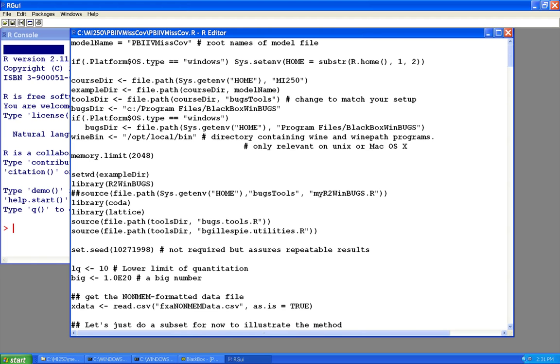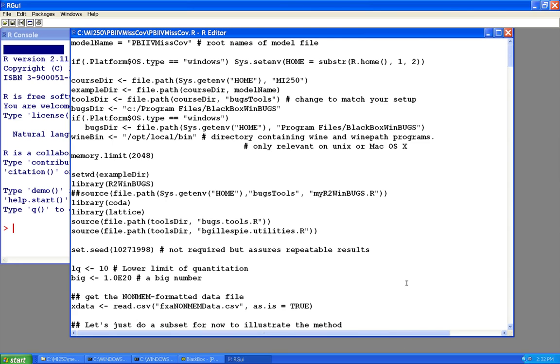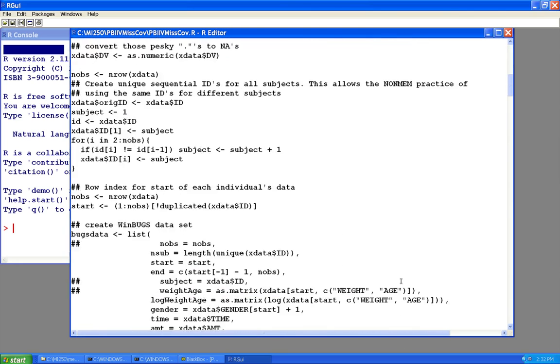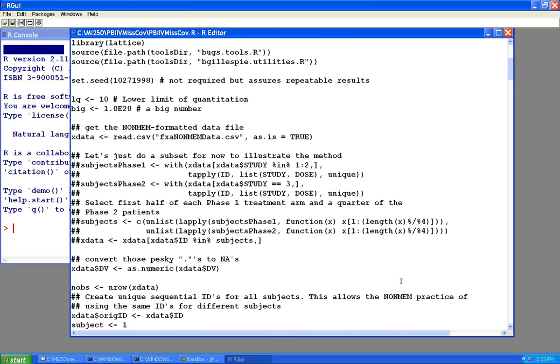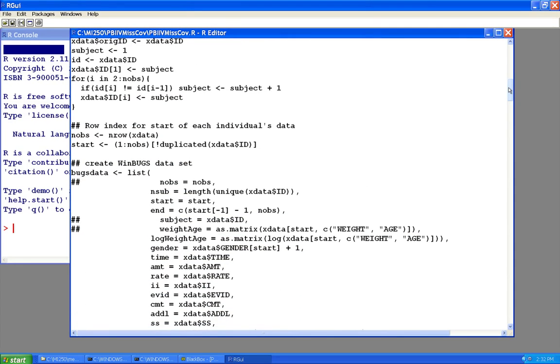Let's see. I do have one question I see popped up. Oh, okay. The question had to do with could I explain the trick I use for creating start and end inside R. So let's go down to that where I'm setting up the data set we passed to BUGS. Oops. Going too fast here. Where'd it go? Okay, here it is.